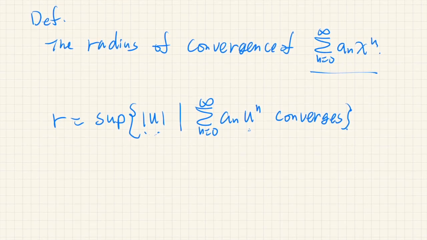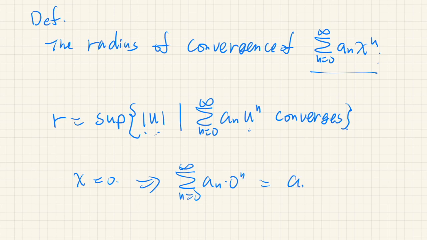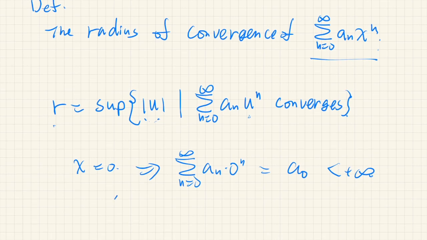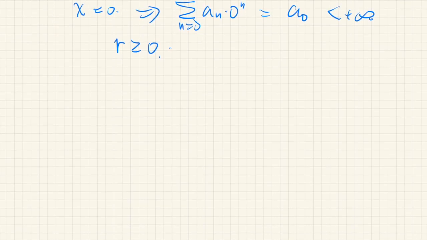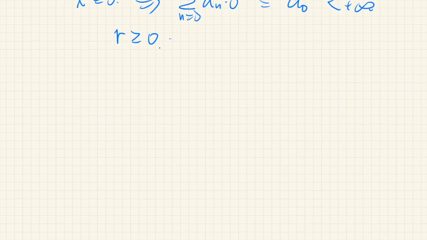And obviously, this power series converges if x is equal to 0. Then the power series is just 0 to the power of n, which is just 0. So this converges. Therefore, this r, the radius of convergence, must be greater than or equal to 0. So that's the minimum possible value. And depending on the power series, this radius can be finite, positive finite, or infinite. Let us list all the possible scenarios here.